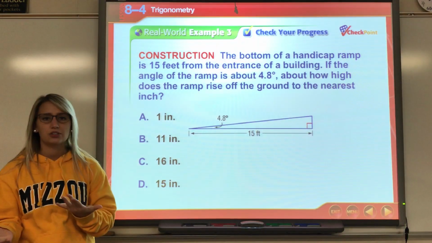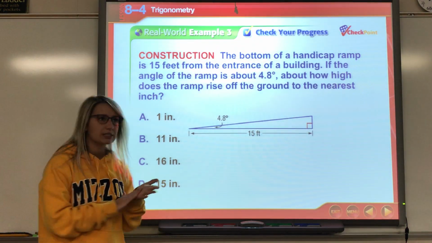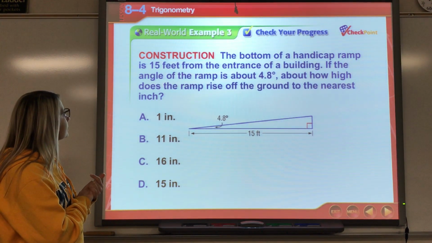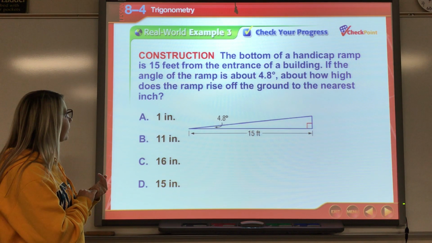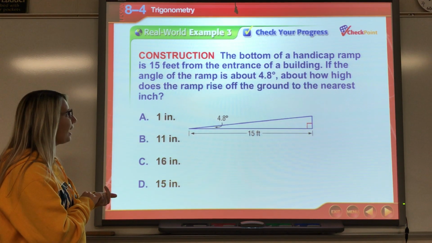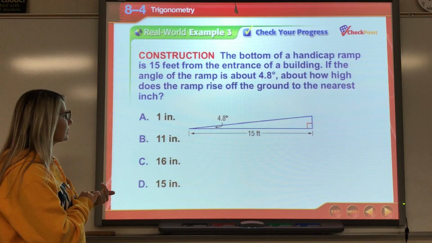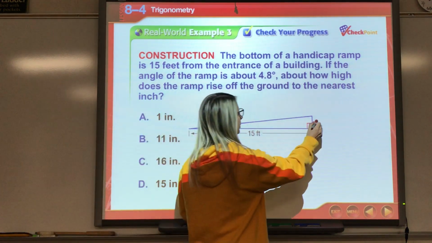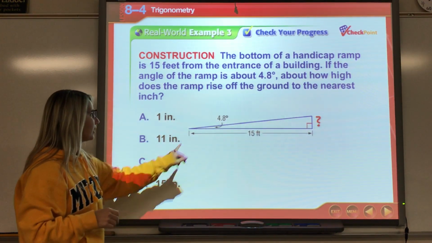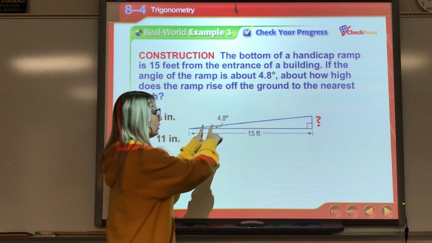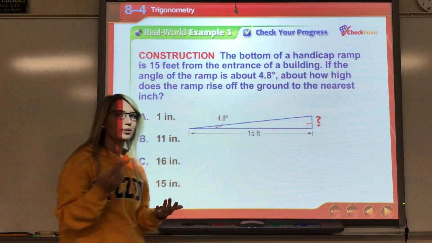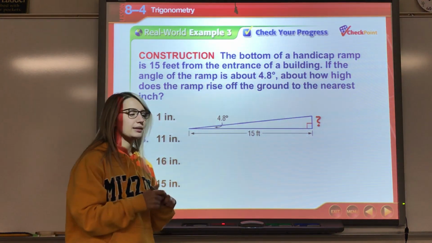Okay, so here's one for you guys to try. The diagram's already drawn for you, which is kind of helpful. So we have the bottom of a handicap ramp is 15 feet from the entrance of a building. If the angle of the ramp is about 4.8 degrees, about how high does the ramp rise off the ground to the nearest inch? So we want to know what this height is. Okay, so we're given this 4.8, and we need to find the opposite, and we're given the adjacent. So it looks like we're going to be using tangent with the opposite and the adjacent.